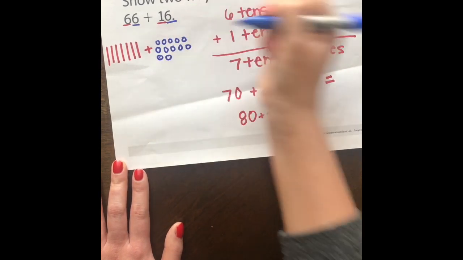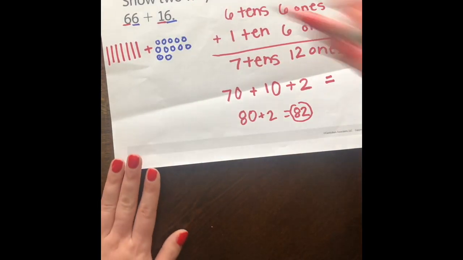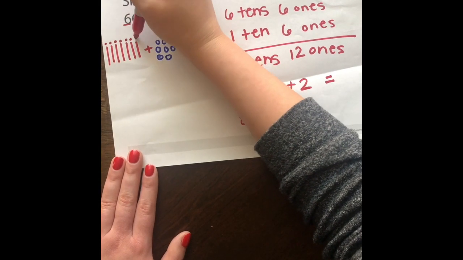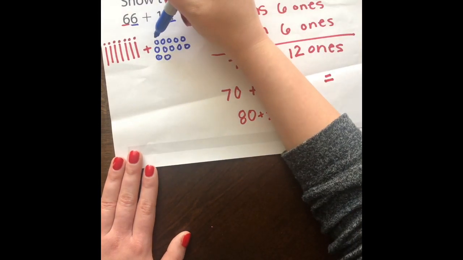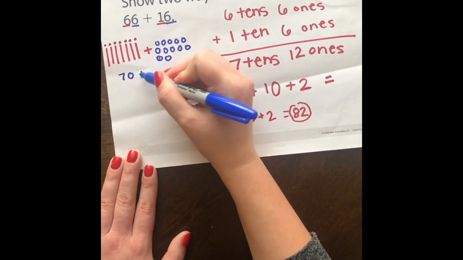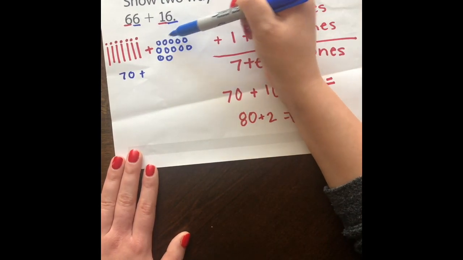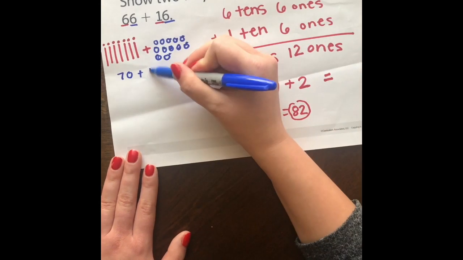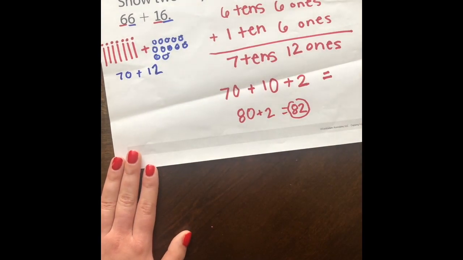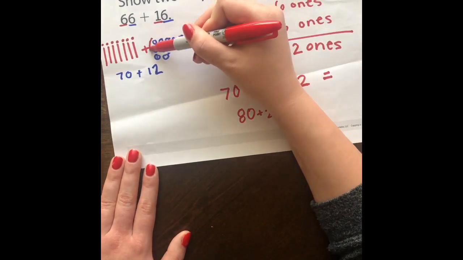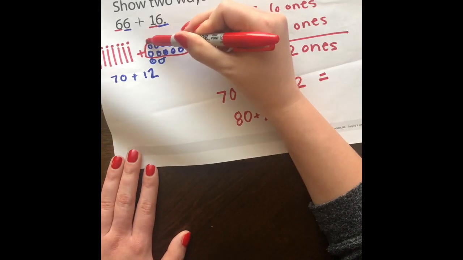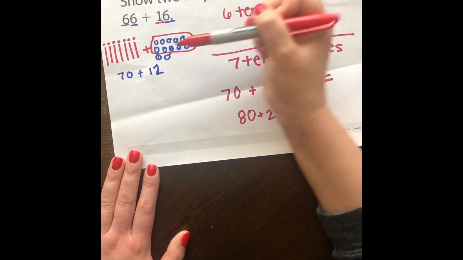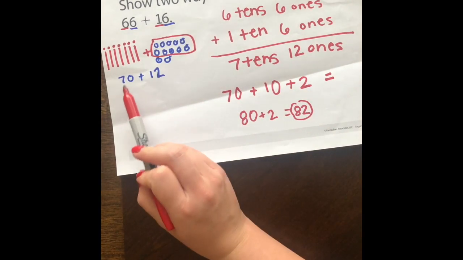So let's go ahead and count these all together. 10, 20, 30, 40, 50, 60, 70. Let's count our ones. 1, 2, 3, 4, 5, 6, 7, 8, 9, 10, 11, 12. We know that we can regroup 10 of these ones to make a new 10. This is the number 12. I circled 10, I left 2, and I need to regroup these and add this 10 to this 10.